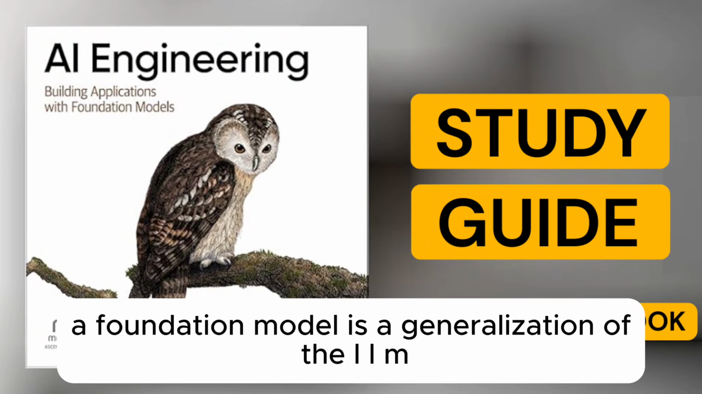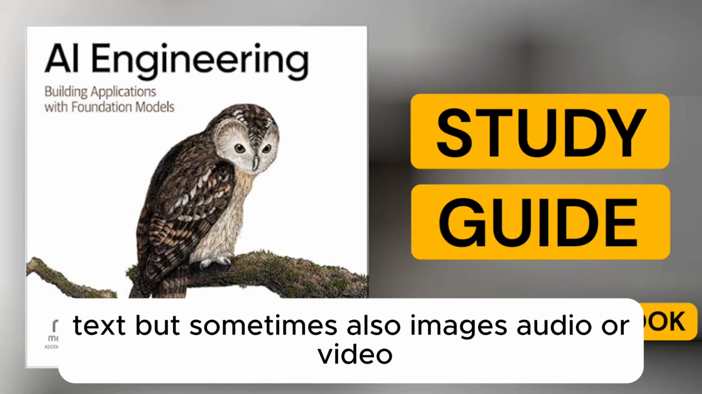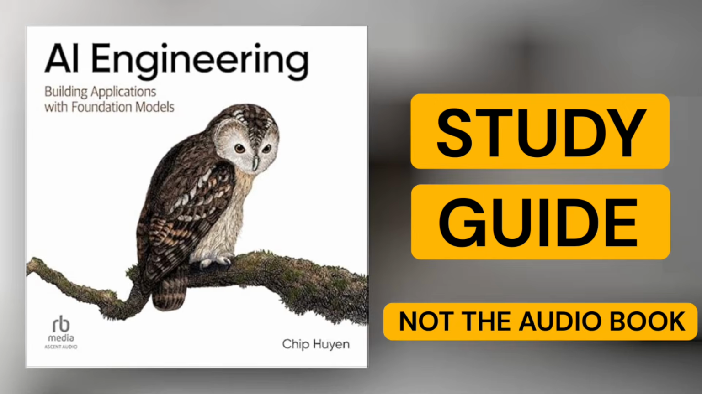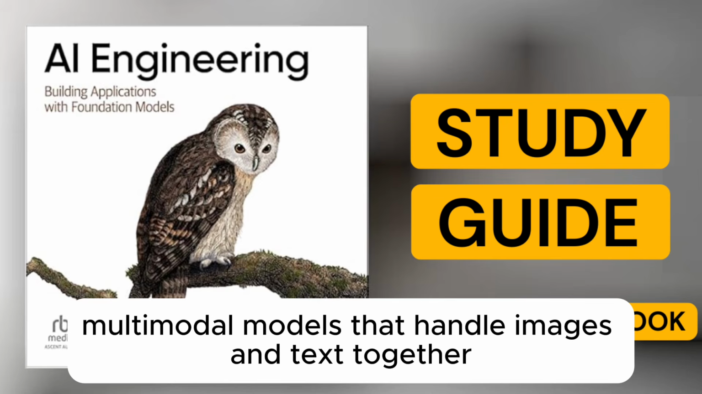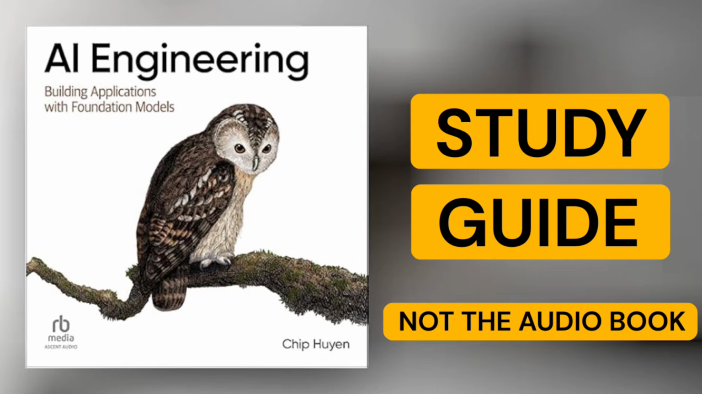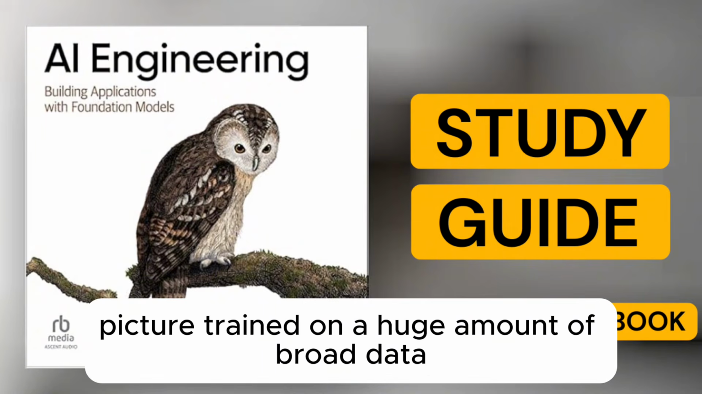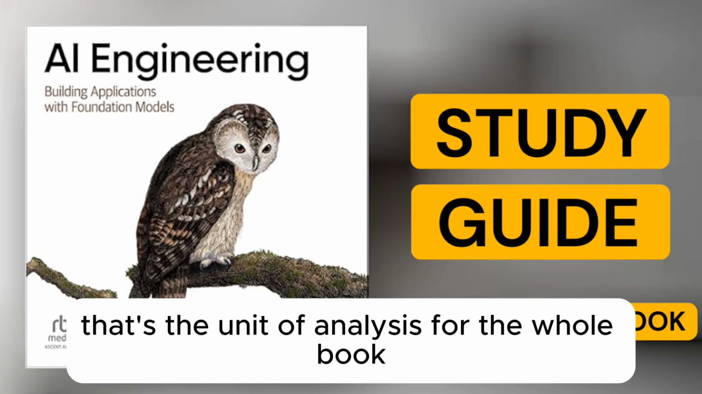A foundation model is a generalization of the LLM idea. It's a large model trained on broad data, text, but sometimes also images, audio, or video, that can be adapted to many tasks. LLMs are one type of foundation model. So are multimodal models that handle images and text together. Chip calls those LMMs, large multimodal models. When you read "foundation model" in the book, picture trained on a huge amount of broad data, off the shelf, ready to adapt. That's the unit of analysis for the whole book.